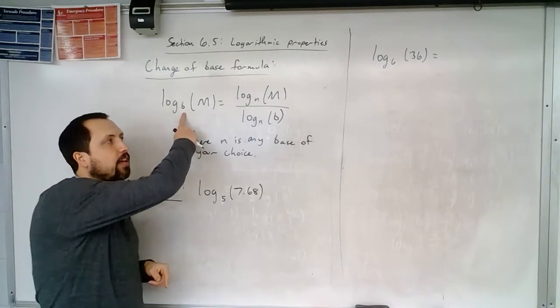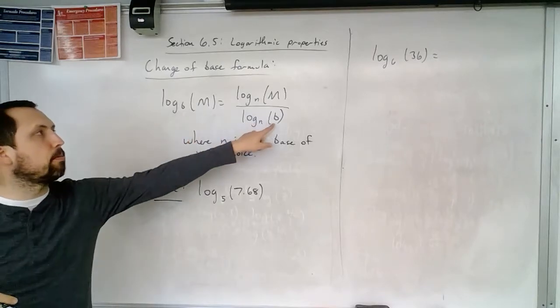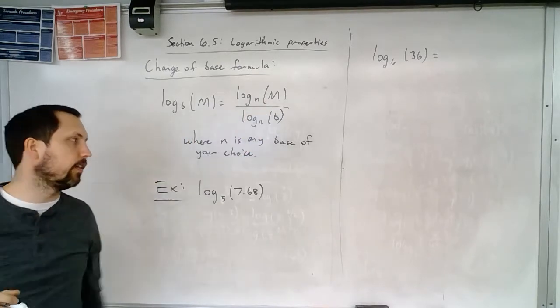Now, the way that I remember this formula is, for log base b of m, the base goes low. So I remember base goes low. The base goes on the bottom and the inside goes on top.